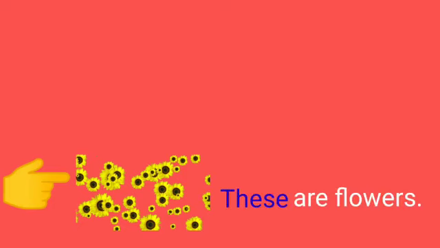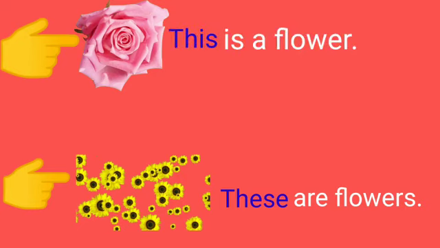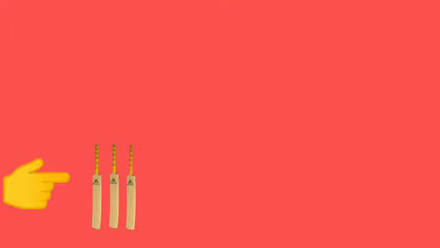Next example. Look. Flower. Very good. Flowers. Allay, more flowers on. At that time, how can we say? Yes, these are flowers. These are flowers. Clear, children? Here, only one flower. So, this is a flower. Here, more flowers. Isn't it near? Allay, flowers. So, we use these are flowers. Clear, children? Look, next example.